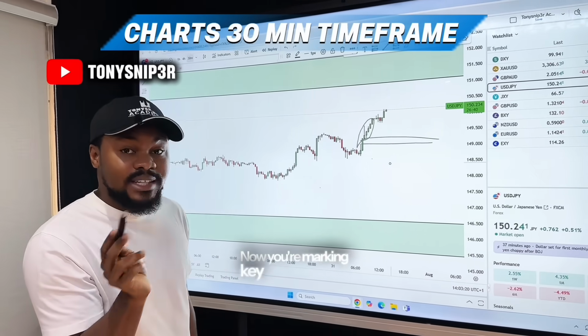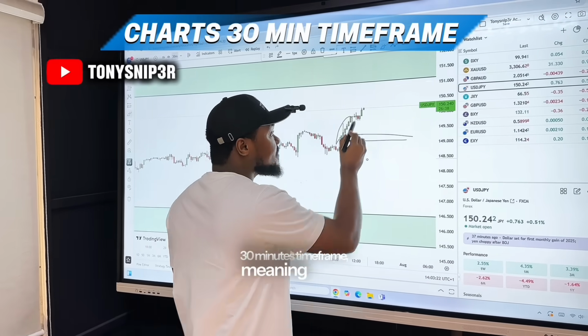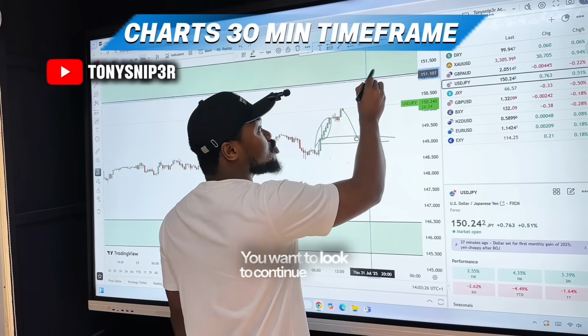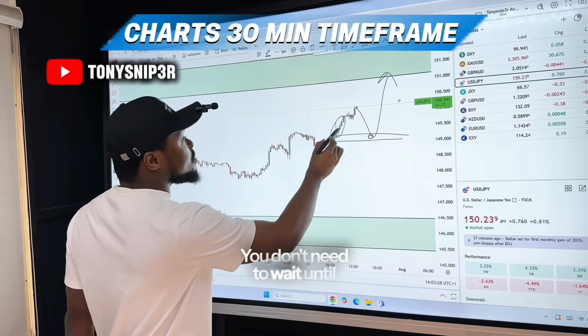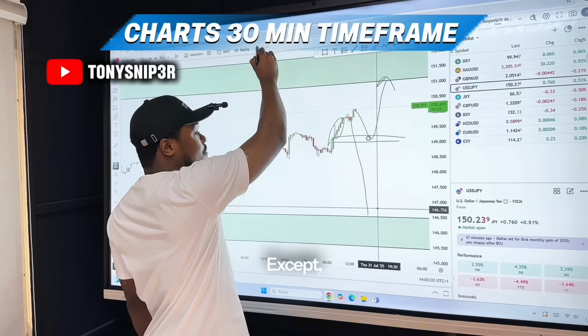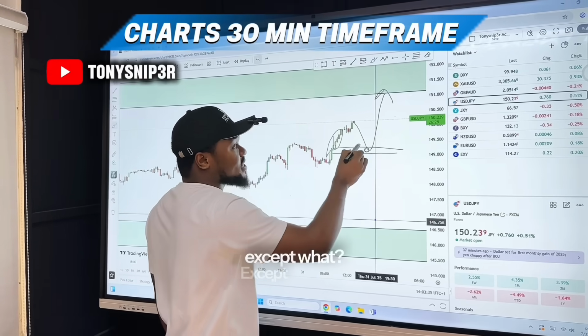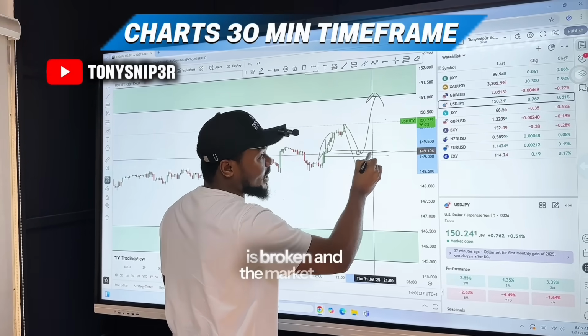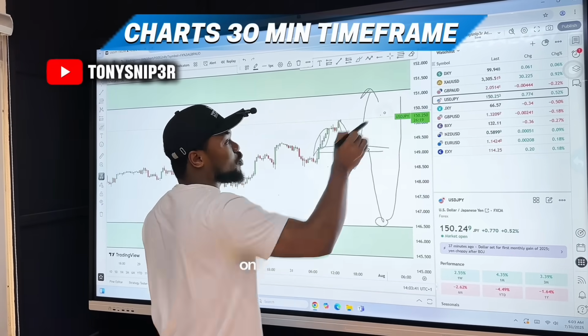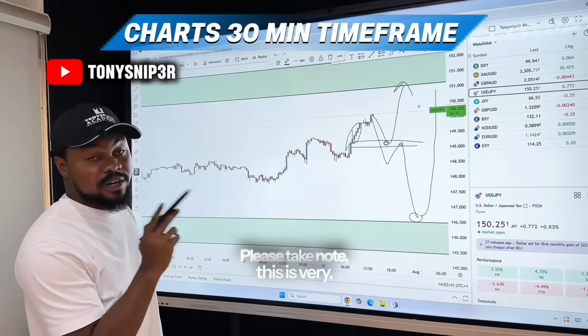Now you're marking a key level on your 30 minutes time frame, meaning if the market comes back here, you want to look to what? You want to look to continue buying to the upside. You don't need to wait until it falls back to the 4 hour key level, except what? Except this zone is broken and the market tests it. Then you know you're waiting for what? You're waiting for the next key level on your 4 hour. Please take note, this is very, very important.